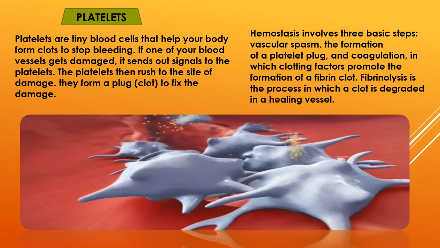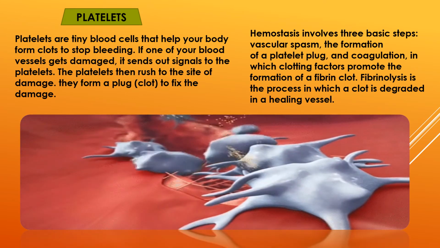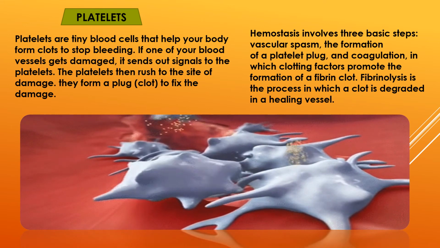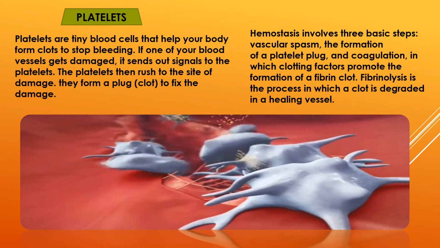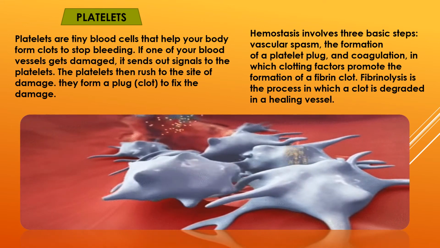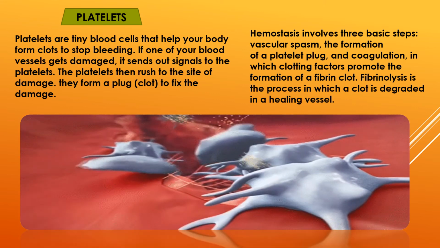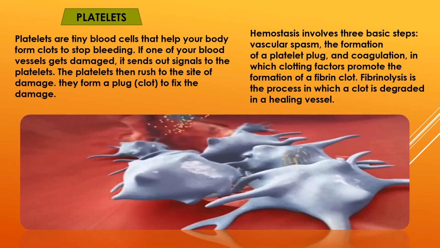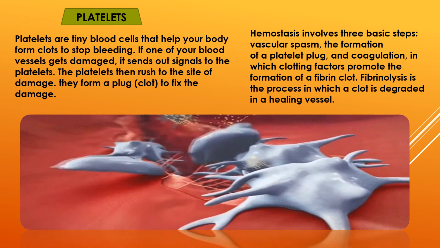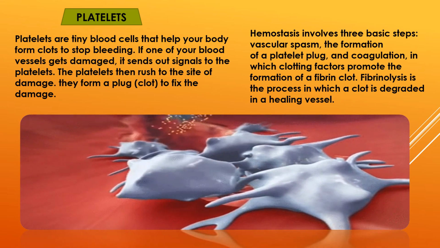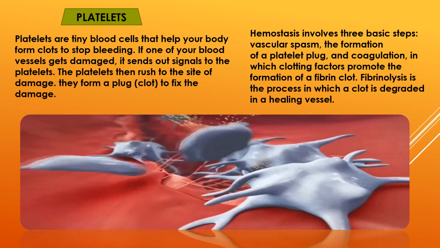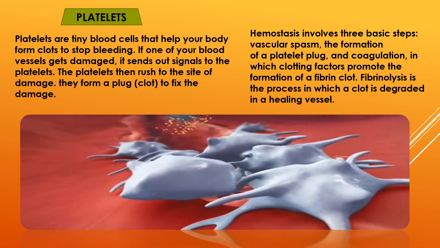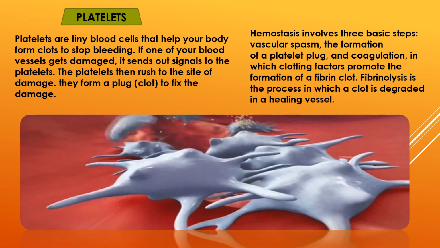Now, what is hemostasis? Hemostasis involves three basic steps: vascular spasm, the formation of a platelet plug, and coagulation in which clotting factors promote the formation of a fibrin clot. Fibrinolysis is the process in which a clot is degraded in a healing vessel.